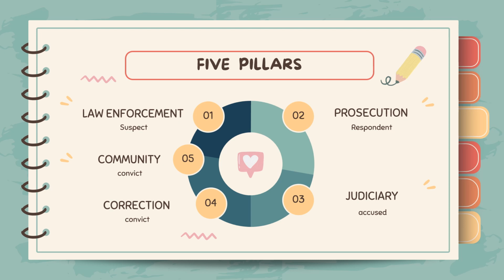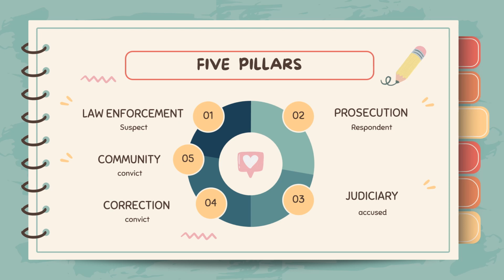Then we have the judiciary or the court. So a person at this stage is called accused. It is the final arbiter of controversies of competing claims and interests, including the determination of the guilt or innocence of a person charged with the commission of crime.